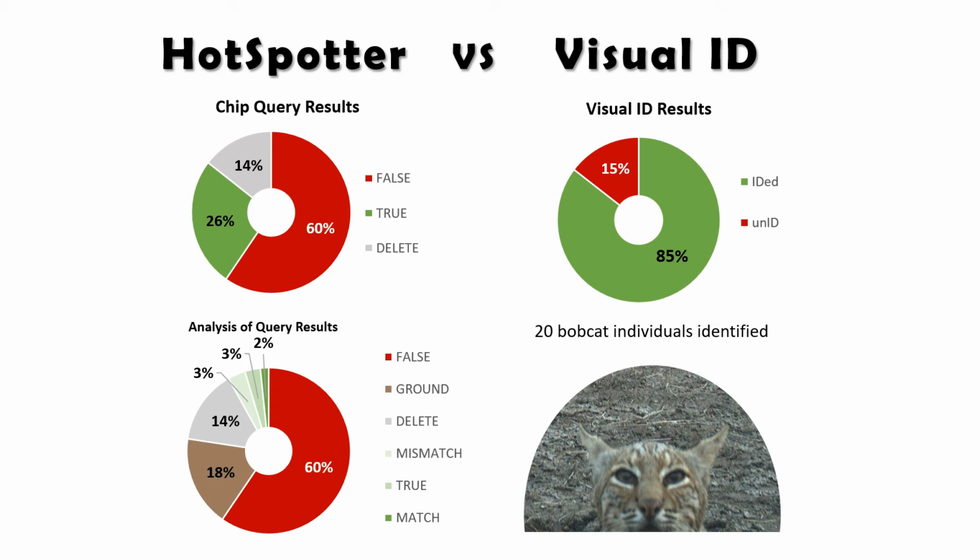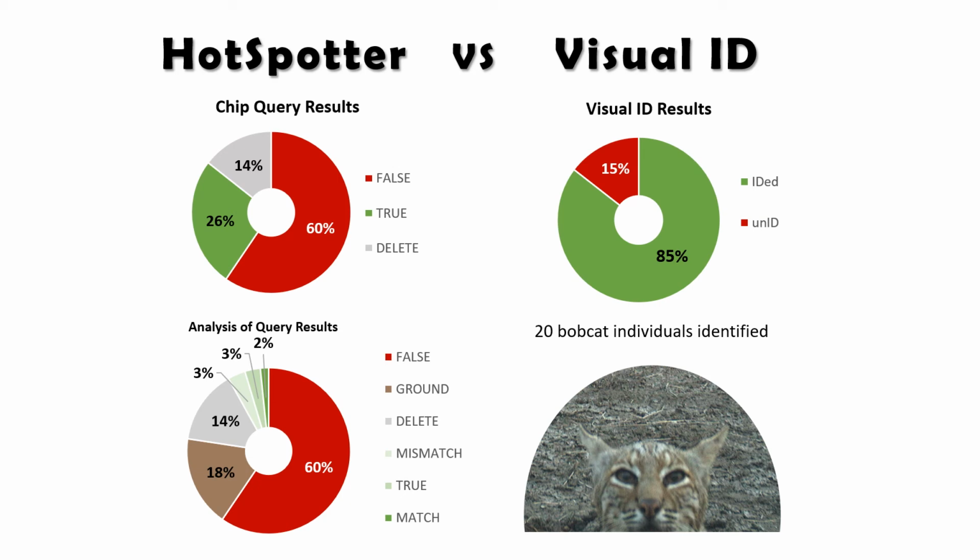3% were mismatches, aka a matching from a bobcat whisker to an inner leg, for example. And 3% of them were true, however, were not confirmed by visual ID. Only 2% of those were true matches confirmed by visual ID.